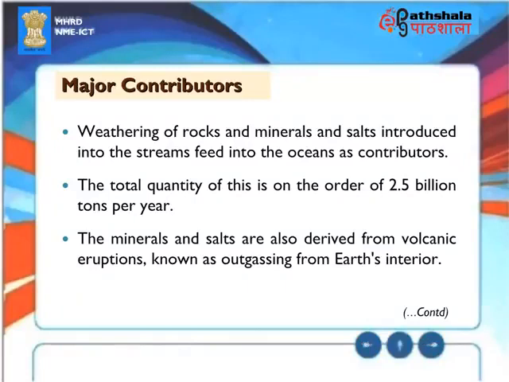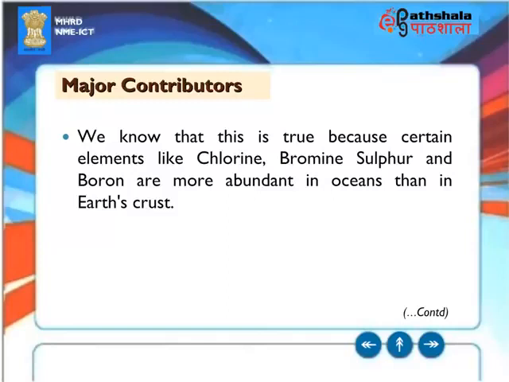Weathering of rocks and minerals and salts introduced into the streams feed into the oceans as contributors. The total quantity of this is on the order of 2.5 billion tons per year. The minerals and salts are also derived from volcanic eruptions, known as outgassing from Earth's interior. We know that this is true because certain elements like chlorine, bromine, sulfur, and boron are more abundant in oceans than in the Earth's crust.